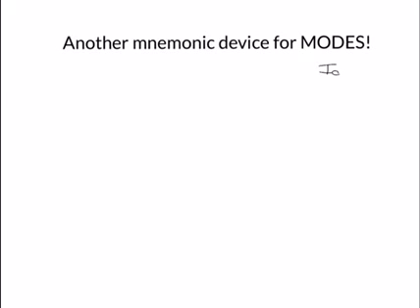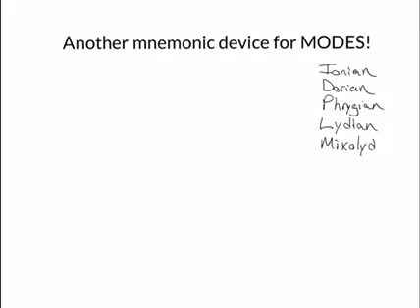So we have Ionian, which we know is like our major scale, and then we have Dorian, and then we have Phrygian, and then we have Lydian and Mixolydian. Oh, sorry. Let me fix that. Mixolydian. And then we have Aeolian and Locrian. Now, I say this every year, but Locrian is not one of the modes that we're going to worry about.